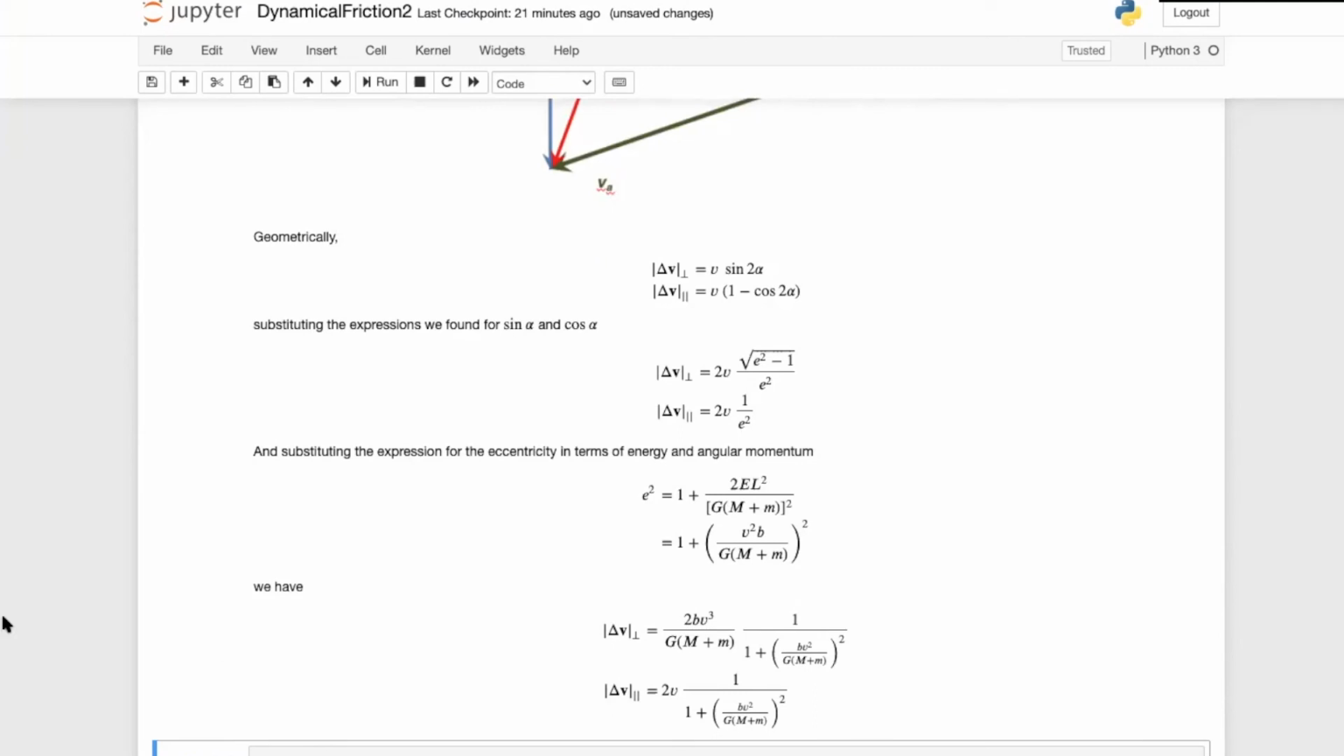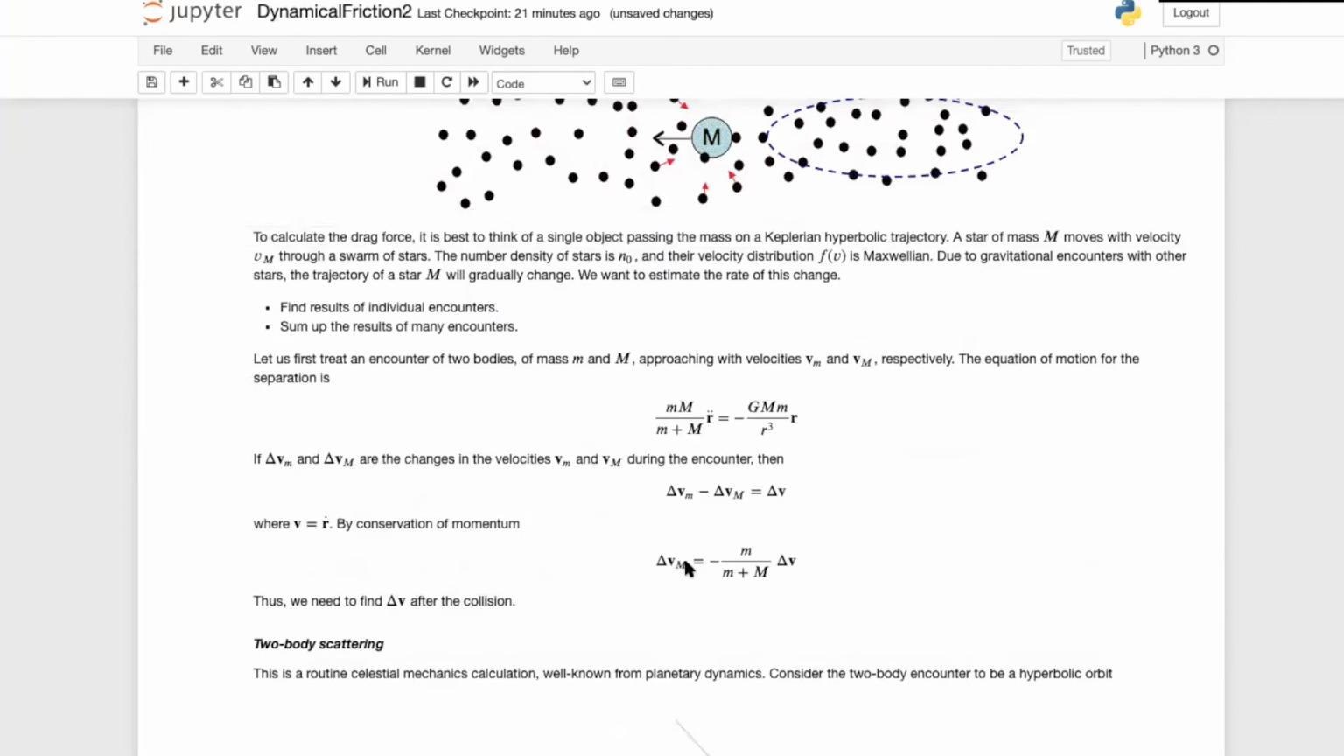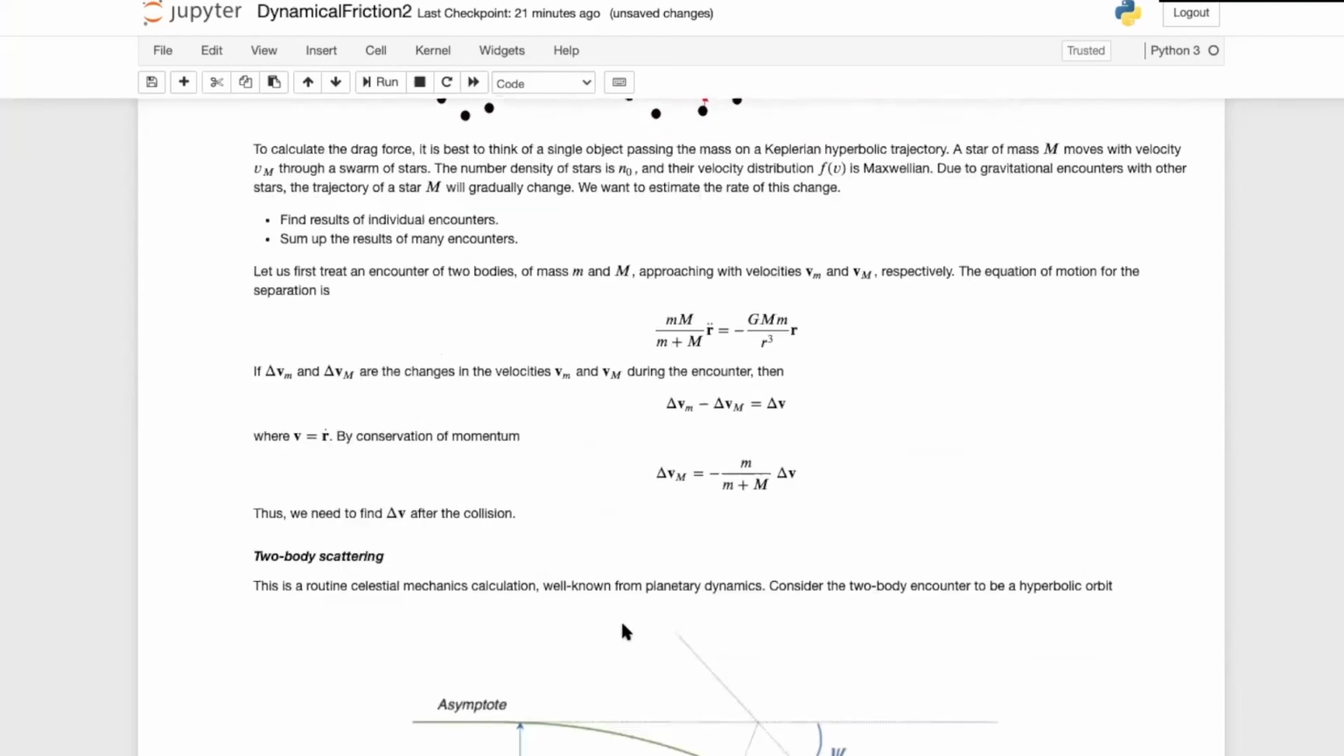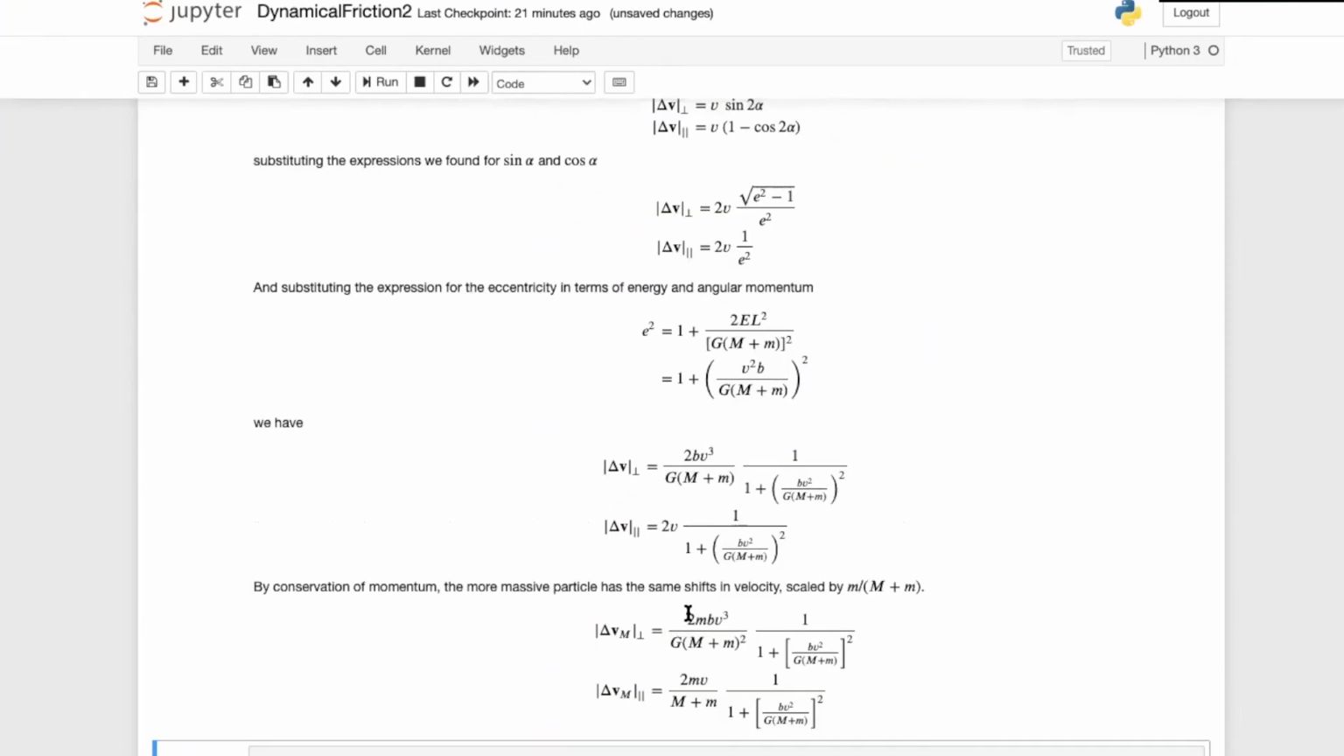delta v parallel. So this is the delta v of the system in the reduced mass frame. As we said, if we want to find the delta v for the big mass, we have to multiply that by little m over the sum of the masses. So doing this scaling, these are the expressions that we get then.